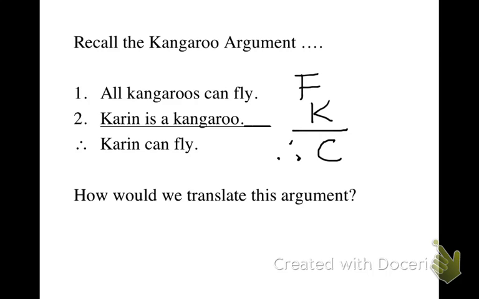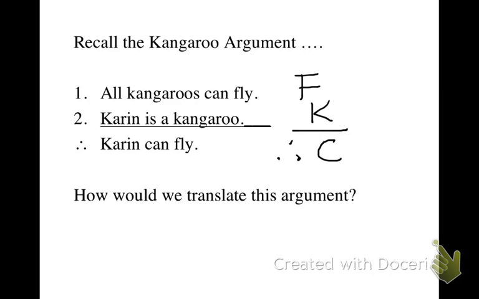So the problem is that when you look at the translation of this argument, it's not valid. It would be very possible for F and K to both be true and C to be false. So in propositional logic, this argument is invalid, and that's because propositional logic can't capture the structure of the argument that makes this valid. It can't capture the connections between the premises.